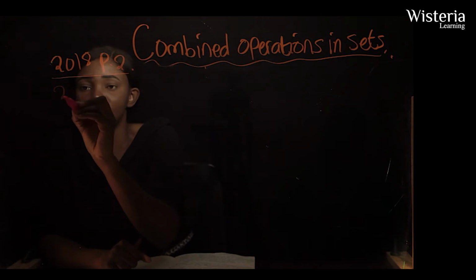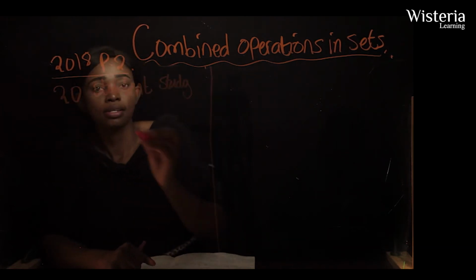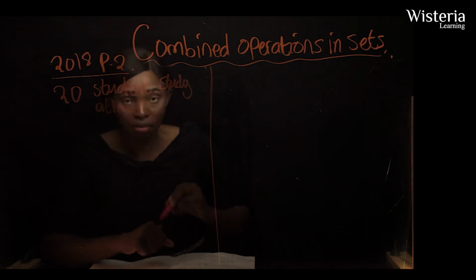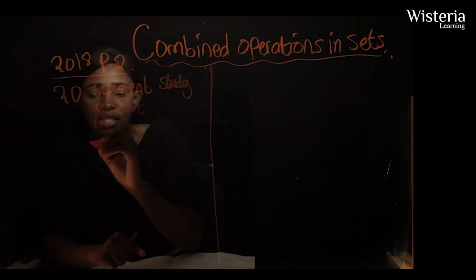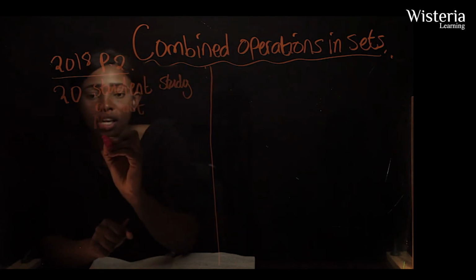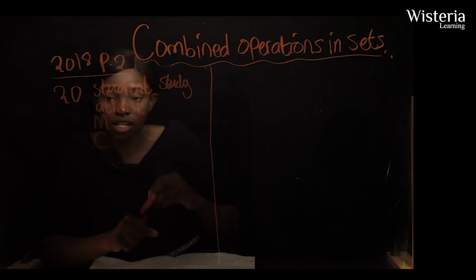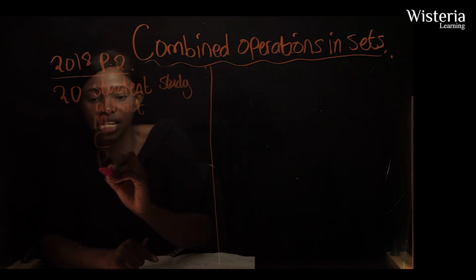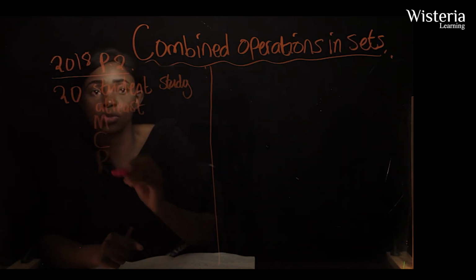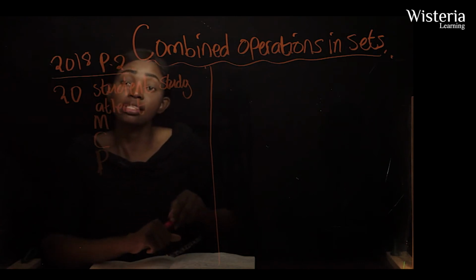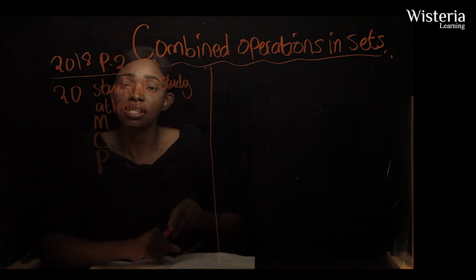20 students study at least mathematics, maths, M there represents mathematics, chemistry, and physics. There are 3 subjects that these 20 students study. They are telling us that 20 students study at least mathematics, chemistry, and physics.